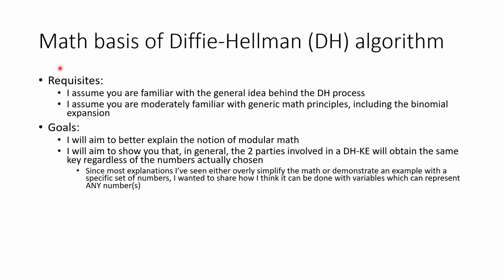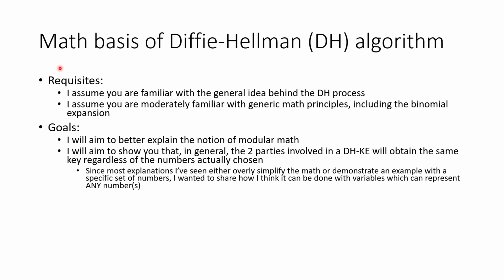So what I want to do is better explain the notion of modular math first. And if you're super familiar with this, comfortable with this, you can skip it to where I summarize the three equations or three properties that we derived, and then that would show you how it works after that. But I think it's good to review this in more depth. And I also want to show you that in general, the two parties involved in the Diffie-Hellman key exchange will obtain the same key regardless of the numbers actually chosen.